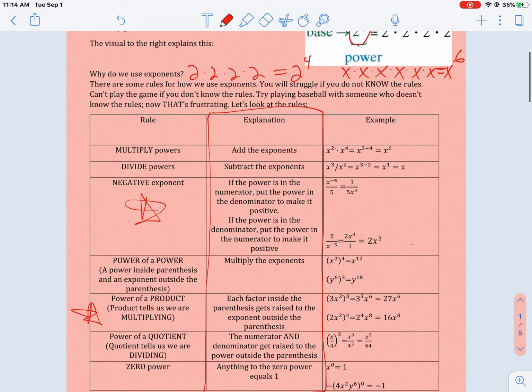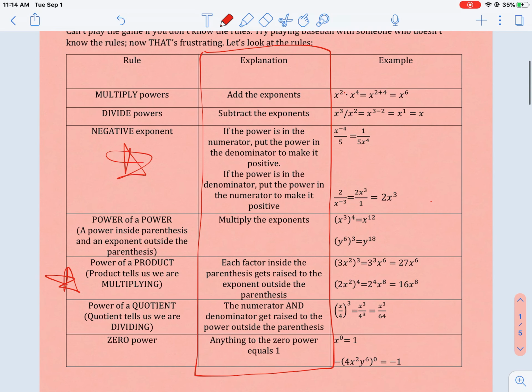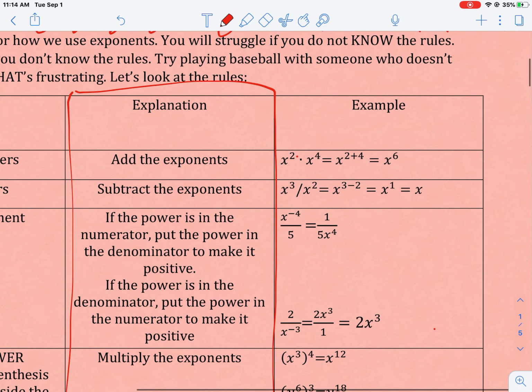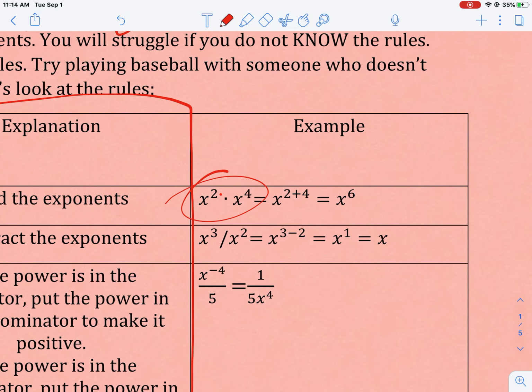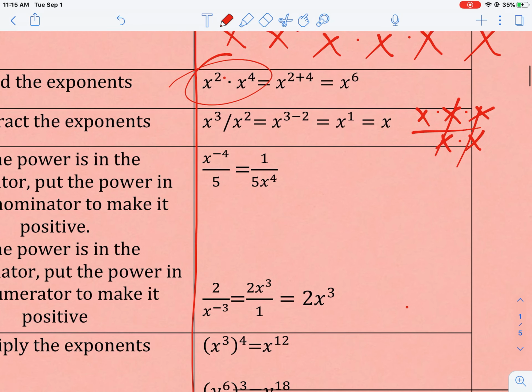But you've got to know what to do. So focus on being able to tell me what to do with the powers, the explanations. And there are some examples to the right. If we look at a couple of these, why do we add the exponents here? Well, this is really x times x, times another 4 x's, and that's why you get x to the 6th. For this second example, there are really 3 x's on top and 2 on the bottom, which leaves us with 1 x if we cancel these out.